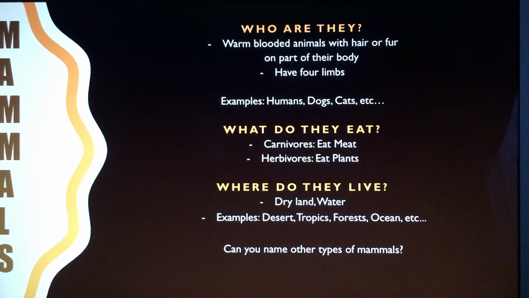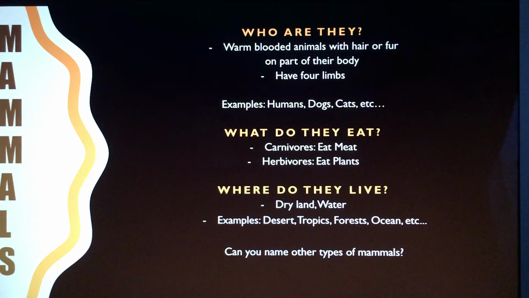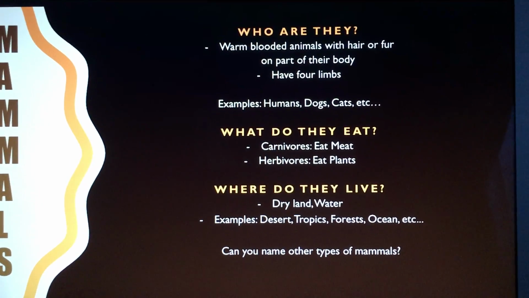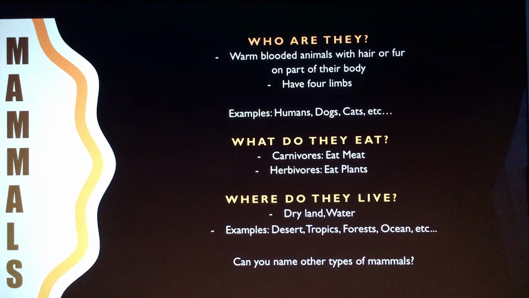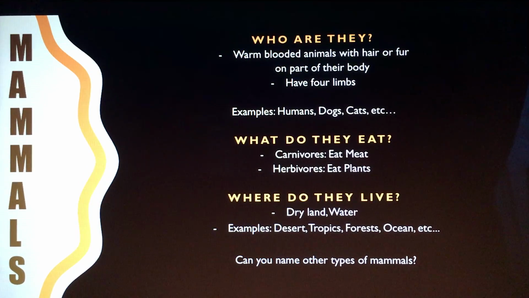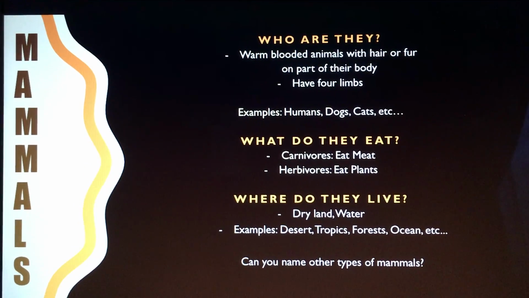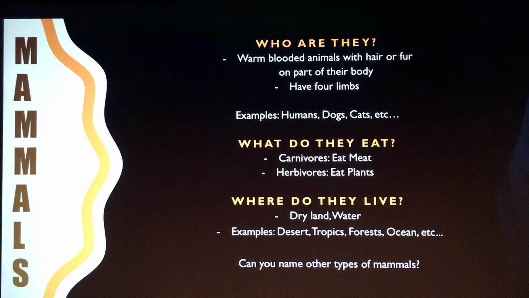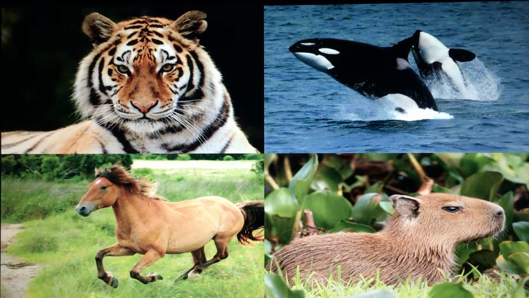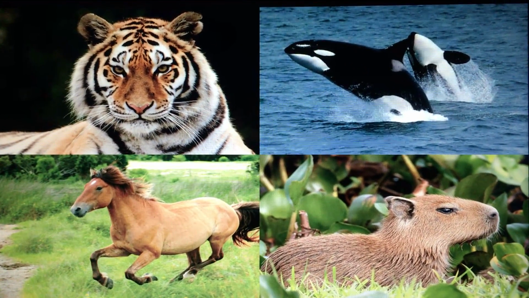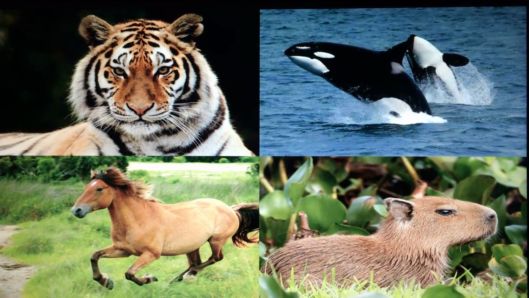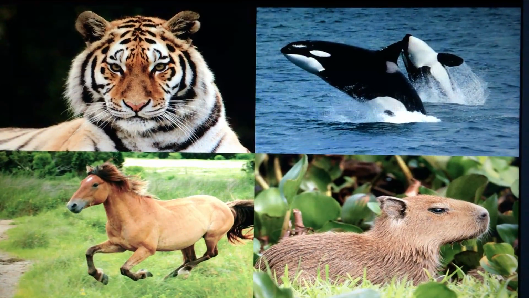The places that mammals live may be on dry land or water. Some examples are desert, tropics, forests, ocean. Now's the time that I'm going to ask the class if they can name other types of mammals. I'll go around the room and call students based on what they think. I will then, if they cannot seem to come up with any other examples, show them the next slide, which are a few examples that I've come up with of mammals, and show them that mammals are not only things that live on land, but for example, fish like whales that live in the water.